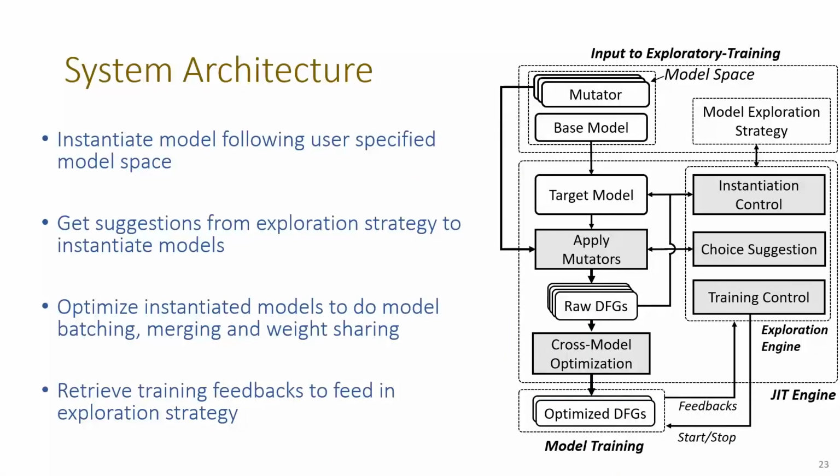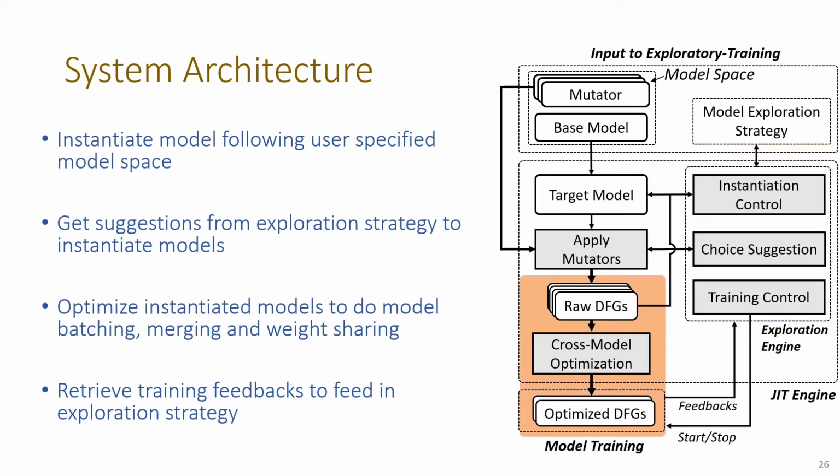This is the architecture of Retiarii. JIT takes a user-defined model space, including base model and mutators, then instantiates models following the model space. When instantiating models, mutators will be applied by interacting with the Exploration Engine to get the decisions on which concrete model to instantiate. The Exploration Engine exposes simple interfaces to allow users to customize their own exploration strategy. Humans can also interact with the exploratory training through this interface.